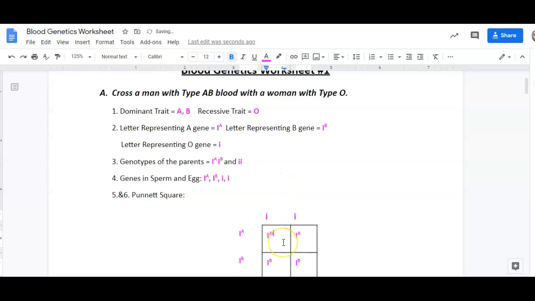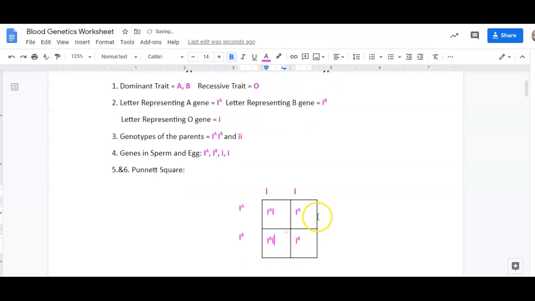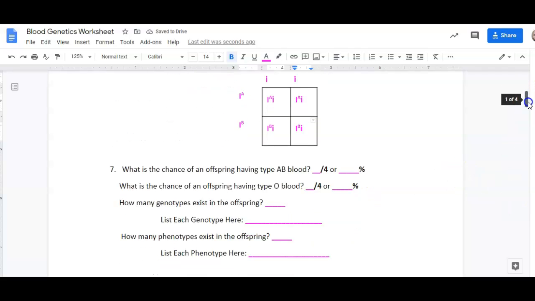Again, if you're just typing in A, that's fine too. You don't worry about the superscript here. And then this little i is going to go all the way down. Okay, so little i, and this little i is going to go all the way down. So little i, little i. So we now have our completed Punnett square.